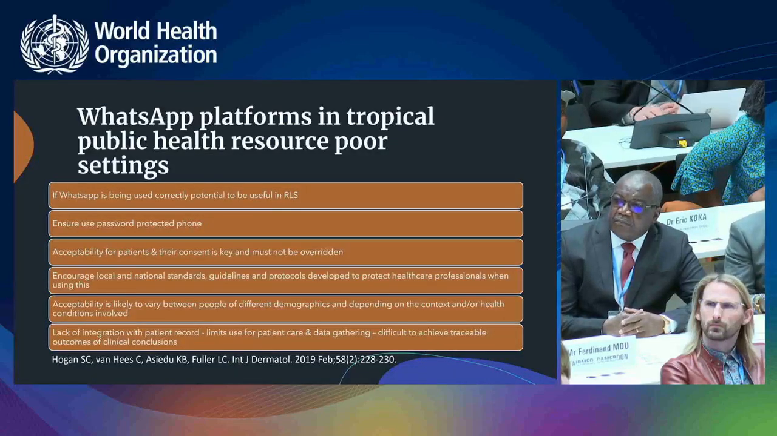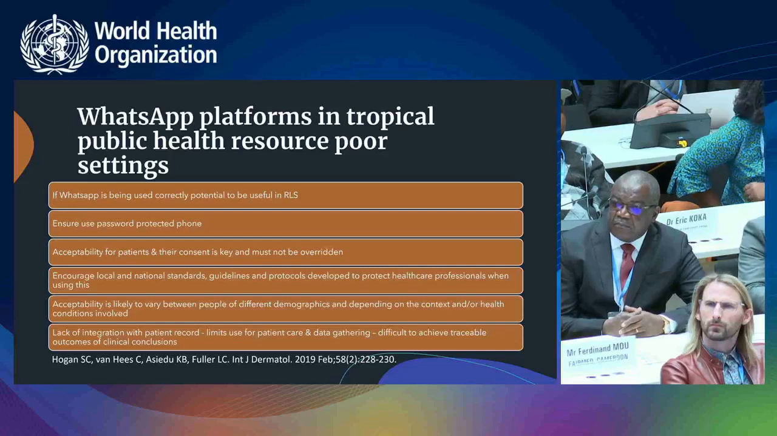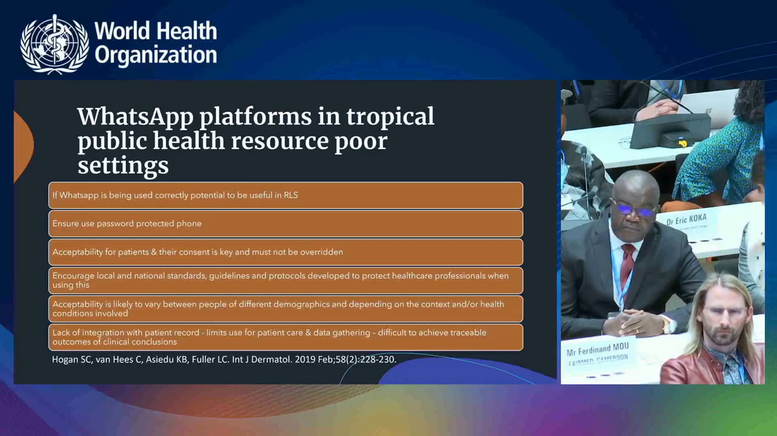A review of the WhatsApp platforms in these settings recognized it had its place with limitations, the main one being the lack of opportunity to easily integrate with the patient record, providing limited use for ongoing patient care and data gathering.